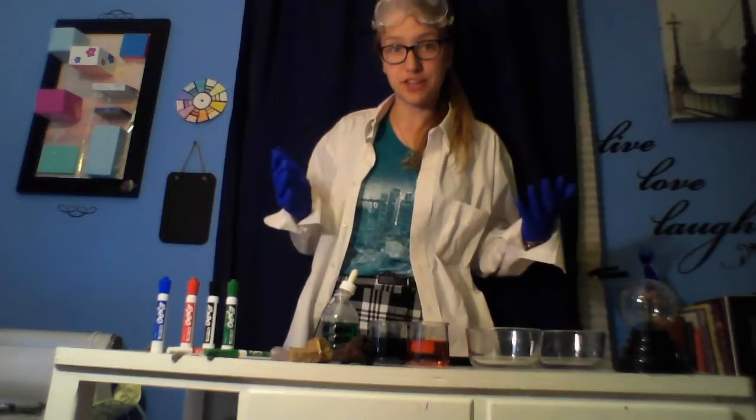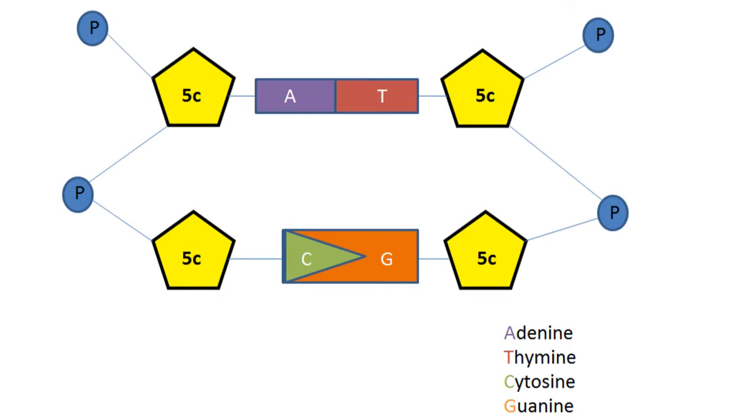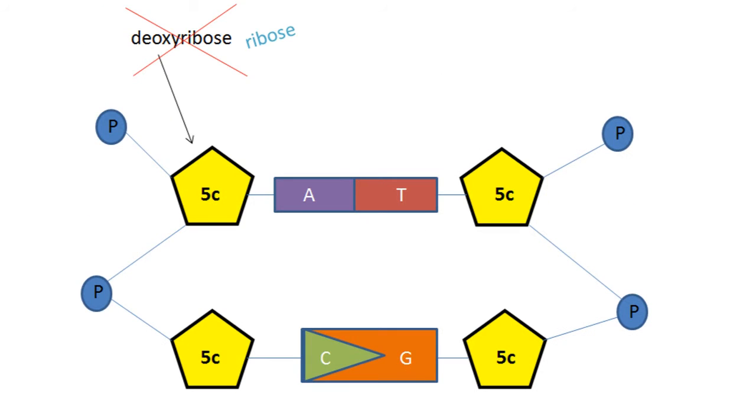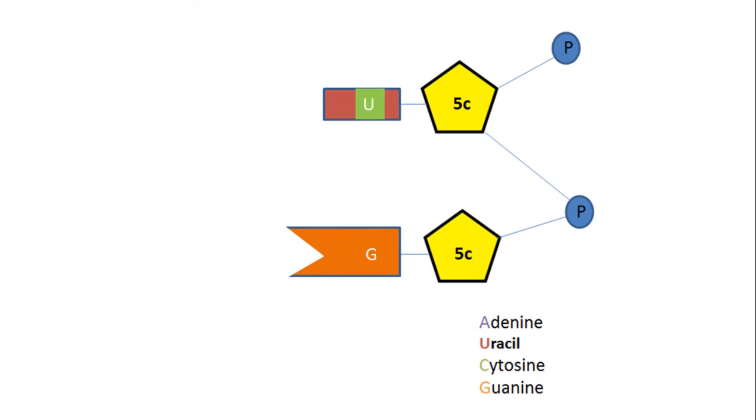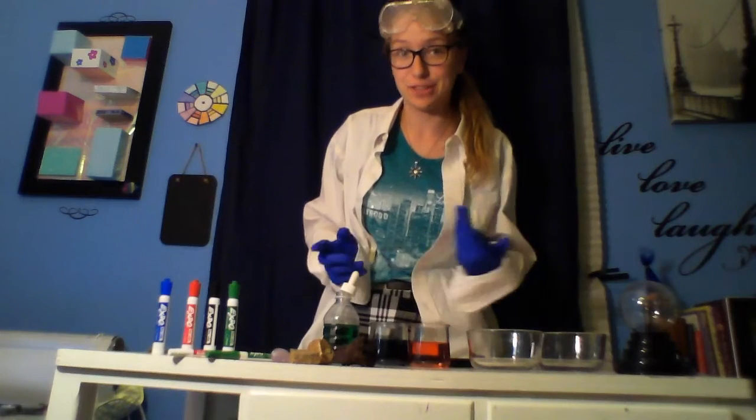To understand protein production, we also need to understand RNA. RNA is similar to DNA, except it has the sugar ribose instead of deoxyribose, it is single-stranded, and it contains the nitrogenous base uracil instead of thymine. So, uracil pairs with adenine. Now, let's talk about protein production.